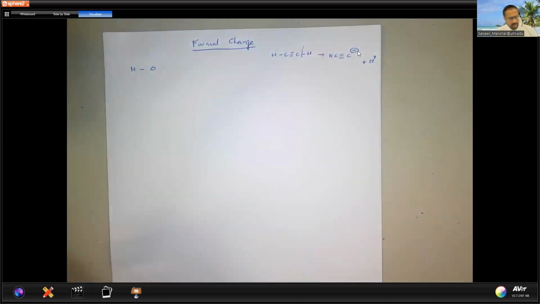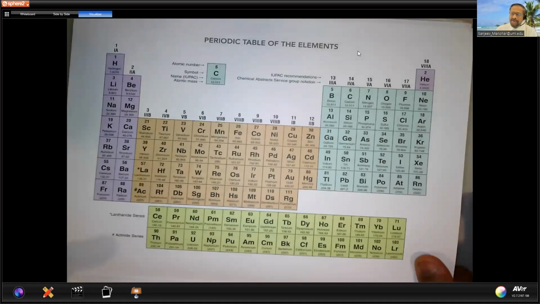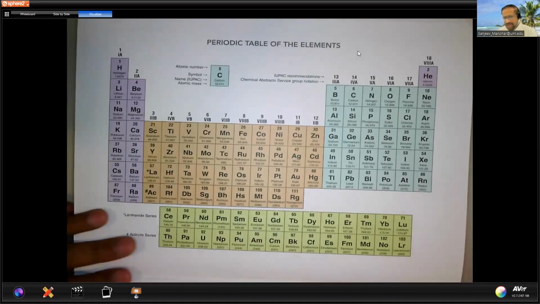What is the number of valence electrons in oxygen? Anybody? Obviously, this is a Zoom, so nobody can respond. So I'll just imagine some of you responded, right?